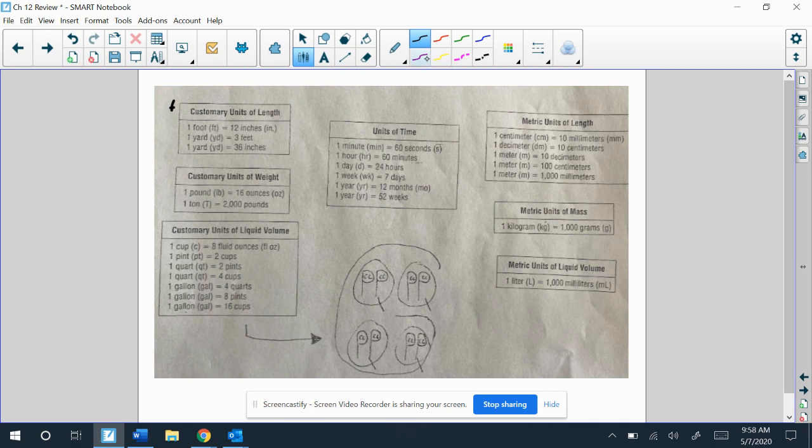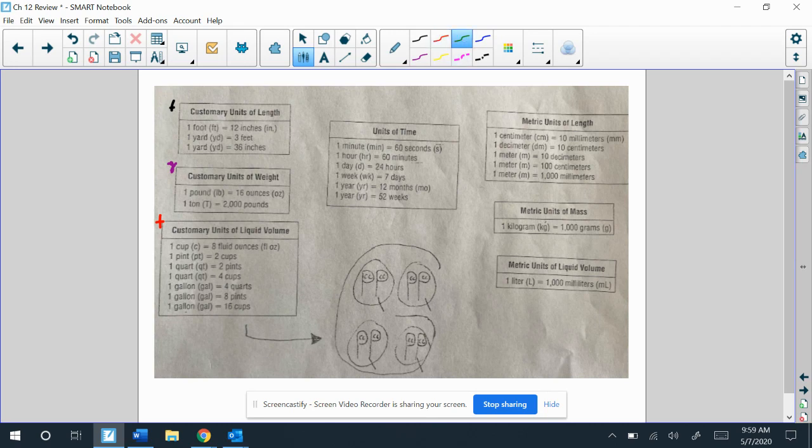The next one was our customary units of weight. That means 1 pound equals 16 ounces, 1 ton equals 2,000 pounds. Then we got into our liquid units of volume. This is where we drew that gallon kingdom. If this one will help you, you can also write this table down.